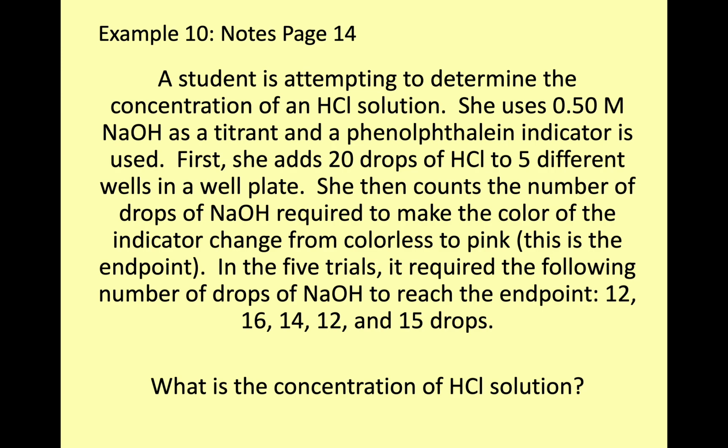First, she adds 20 drops of HCl to 5 different wells in a well plate. She then counts the number of drops of NaOH required to make the color of the indicator change from colorless to pink. This is the endpoint. In the 5 trials, it required the following number of drops of NaOH to reach the endpoint: 12, 16, 14, 12, and 15 drops. What is the concentration of the HCl solution? HCl is hydrochloric acid. NaOH is sodium hydroxide.